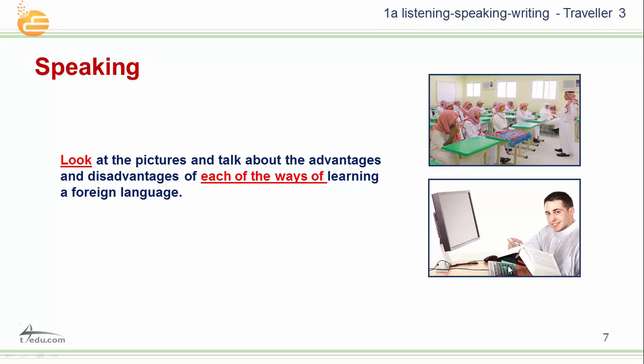But for the second part, they would say digital education or e-learning is easier, is more personal, and sometimes they say it is more effective.